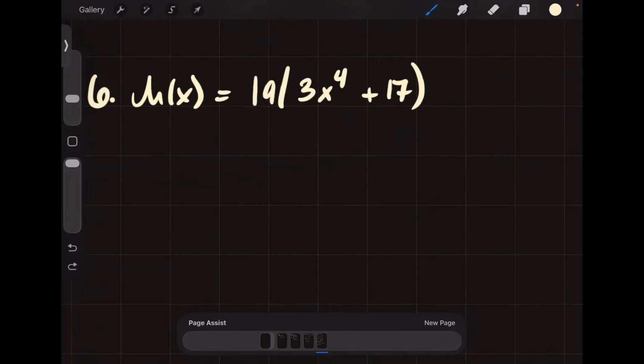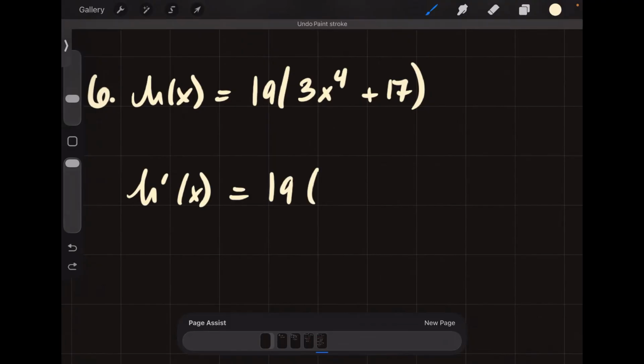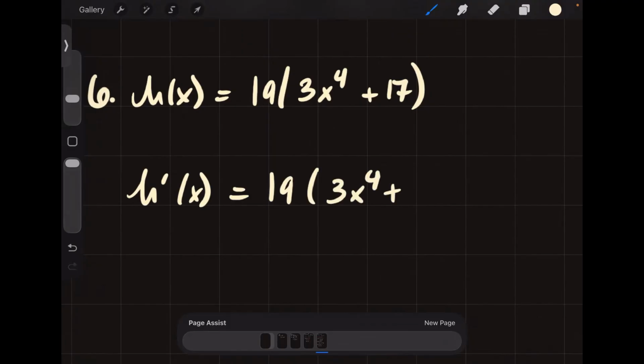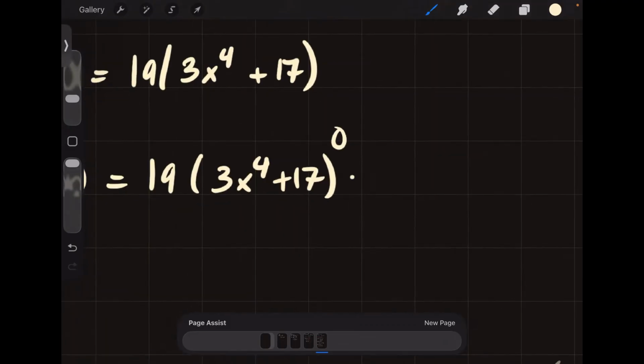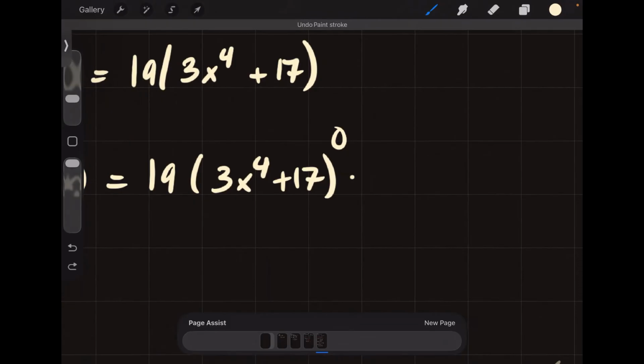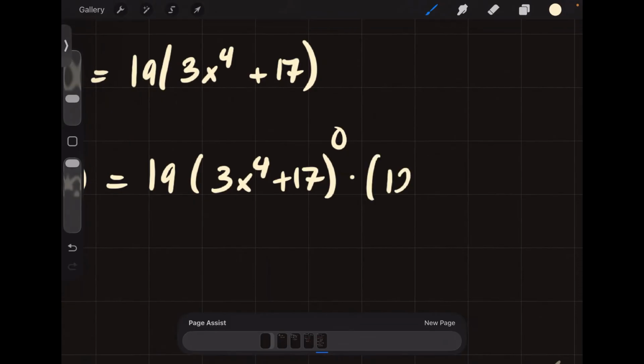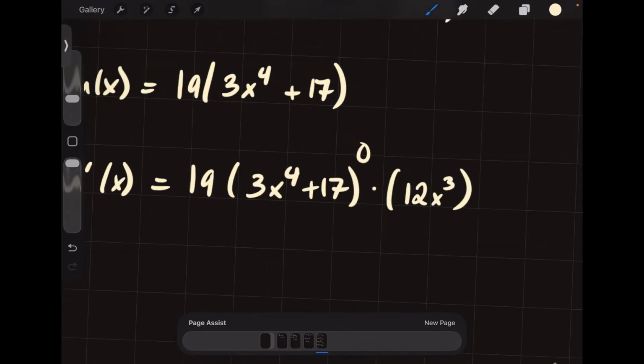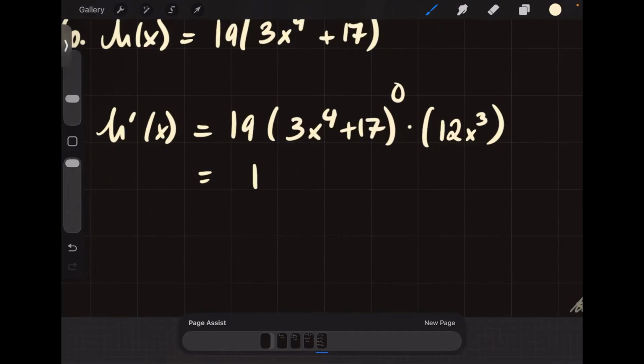I would say this is the same as saying h prime of x is 19 times (3x to the 4th plus 17) to the 0 times the derivative of the inside, which is going to be 12x to the 3rd, which is 19 times 12x to the 3rd.